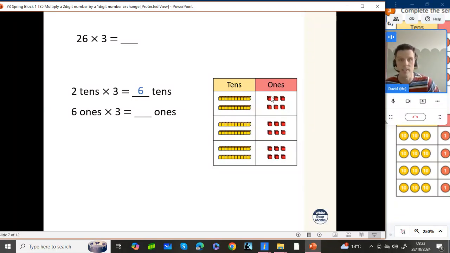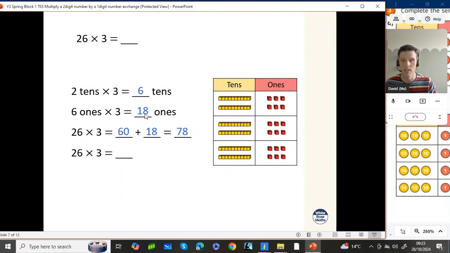Here we've got 6 ones times 3, so we can just count them: 6, 7, 8, 9, 10, 11, 12, 13, 14, 15, 16, 17, 18. So 18 ones. Now to add them together, we need to turn the tens into its value. As I said, 6 tens is the same as 60. Then we add that to the 18 ones, and we get 78. So therefore, 26 times 3 is 78.